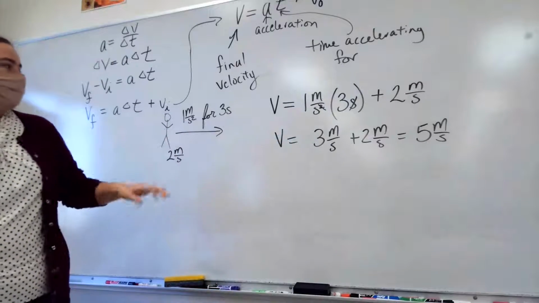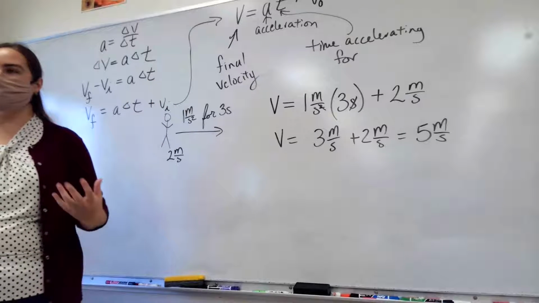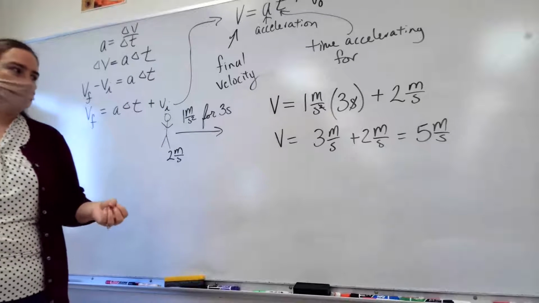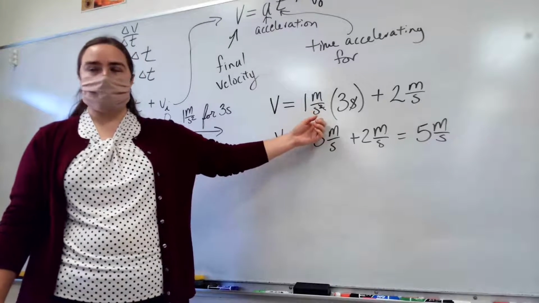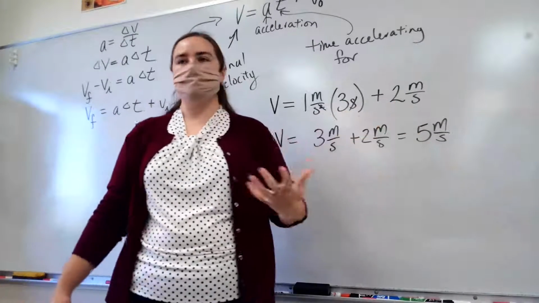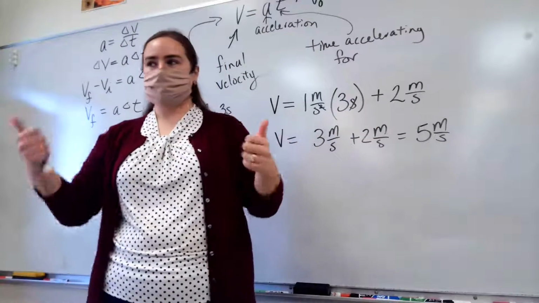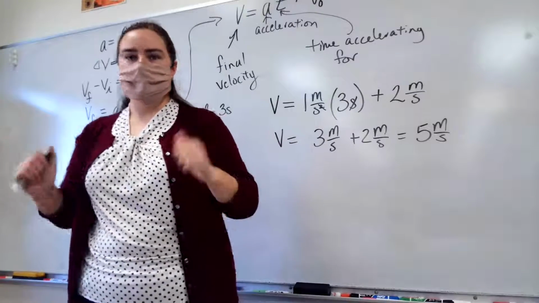Things to watch out for. Make sure you look at your units just to double check that what you are putting in place fits in that spot. So if it's acceleration, you should have meters per second squared. If it's time, it should be measured in seconds. If it's velocity, it's meters per second. Good? Everybody good? All right.